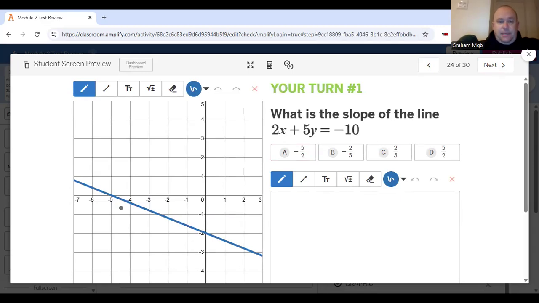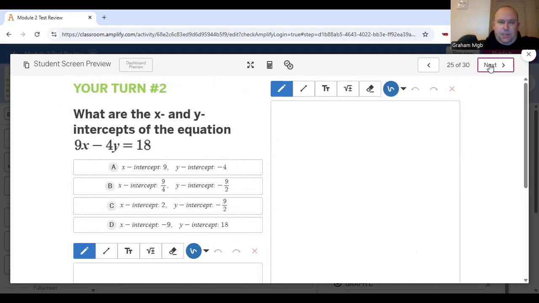Once again, I did type this into Desmos because I think if you can see a picture, this is going to be much easier to do. Once again, I see an x-intercept and I see a y-intercept. Before we do anything else, we know that this is a negative slope. We can see that it's between answers A and B, and we're going to count down 2, and then we're going to count across 5, meaning it's this answer here. So the picture really does make these much easier to do.